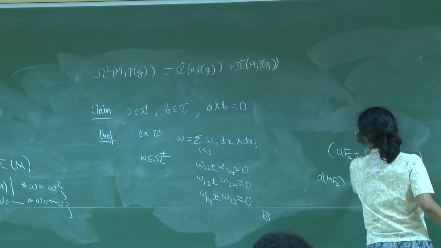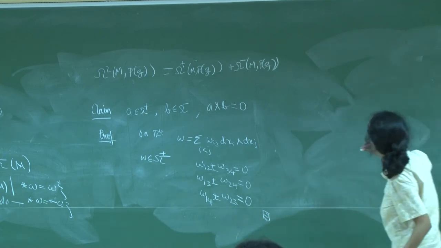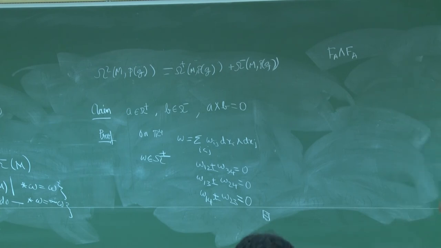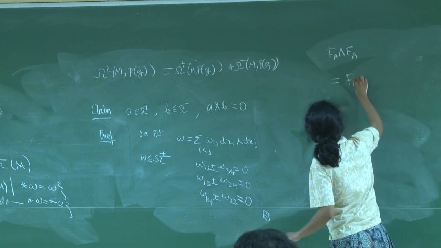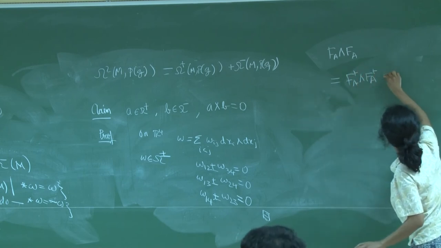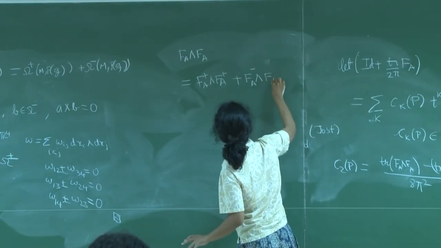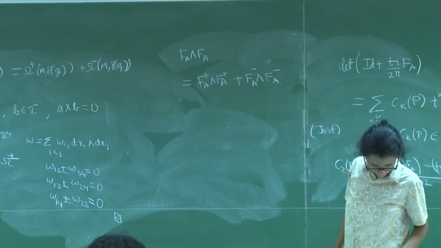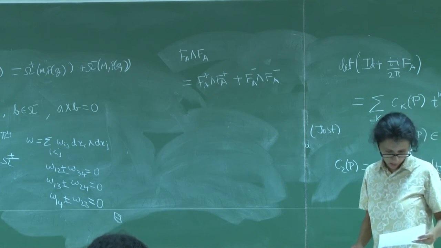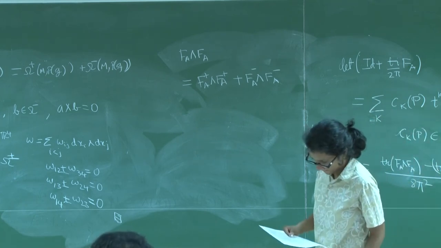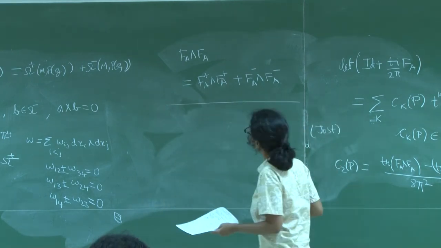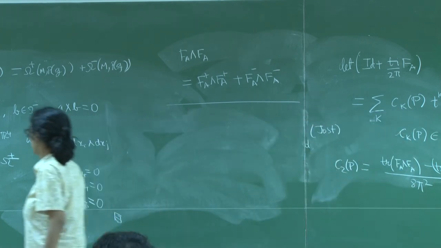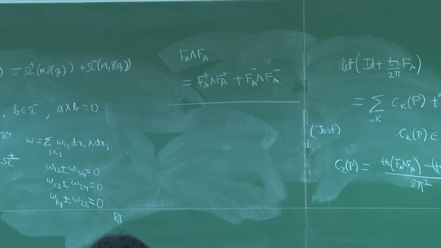So what this tells you is that I have this A wedge FA in my expression for the Chern class, right? If I split it into the FA plus and FA minus, there are no mixed terms in the wedge product. For two forms. So from here on it's all dimension 4 and 2 forms.